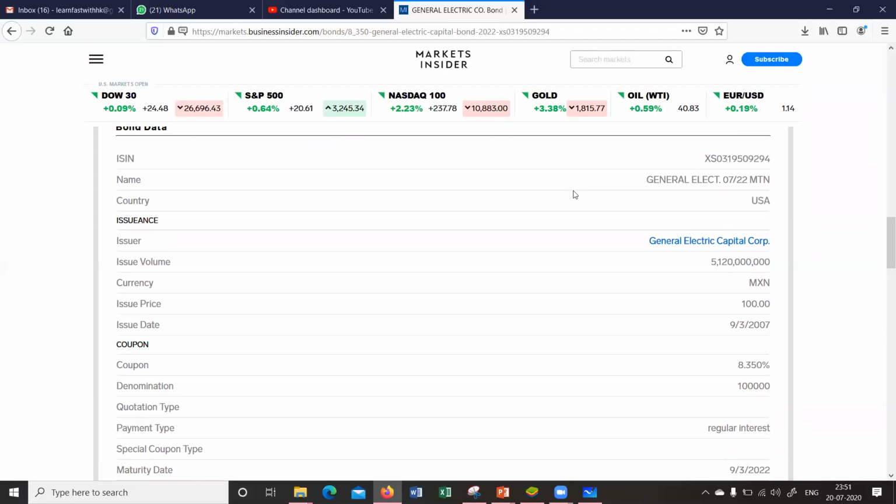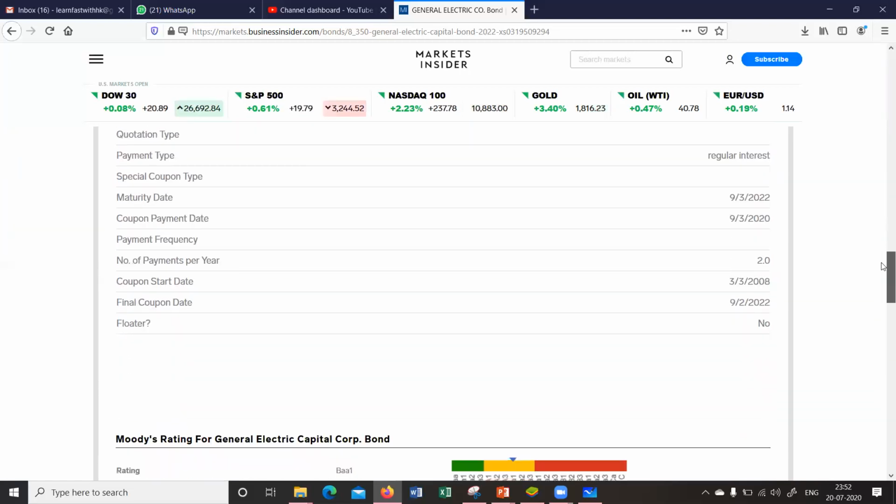Let's look at some more details. It's a General Electric medium-term note. Country is USA because General Electric is a US company. That's the volumes. These are the number of bonds that were issued, and again the currency. This is the face value of the bond. So you can say that at maturity, this is what you're going to get back. So if you had purchased one bond, you will get 100 Mexican pesos back from the company. That's the par value of the bond, you can say. That's the issue date. That's the coupon, and that's the denomination.